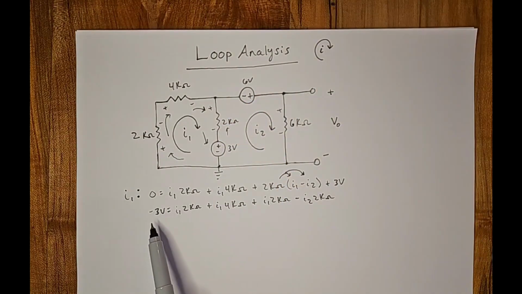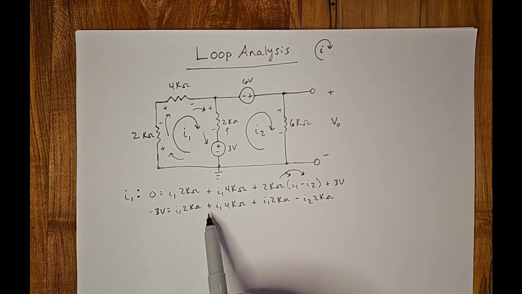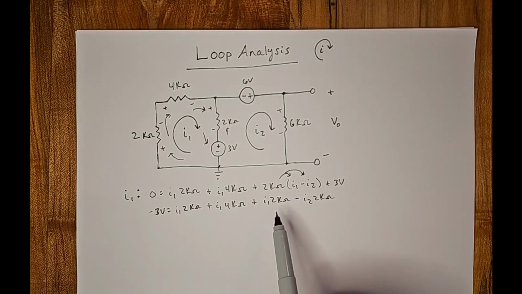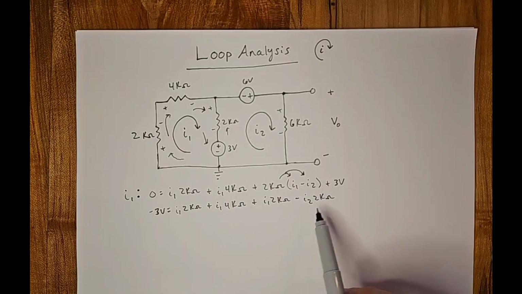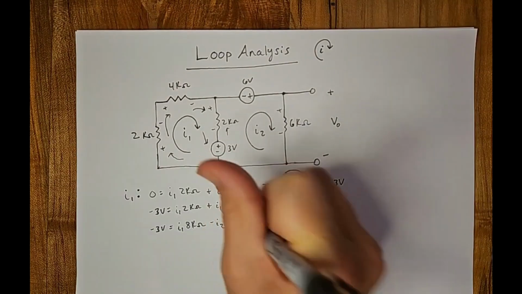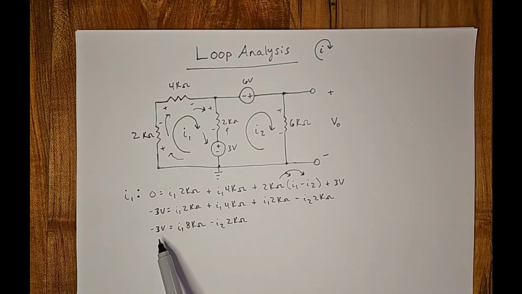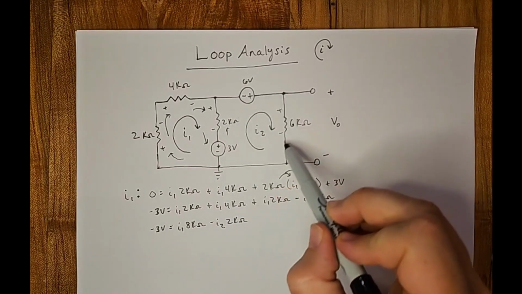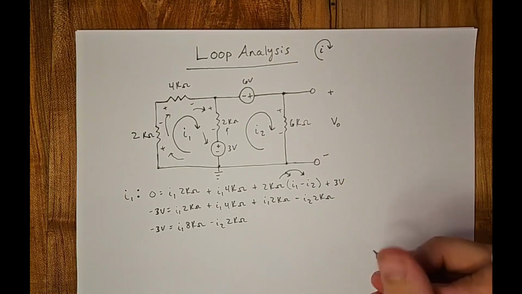Now we have negative 3 volts equals I1 2K ohm plus I1 4K ohm plus I1 2K ohm minus I2 2K ohm. So let's combine our like terms. Now we're left with negative 3 volts equals I1 8K ohm minus I2 2K ohm. Now let's move on to our I2 loop, or mesh number 2.